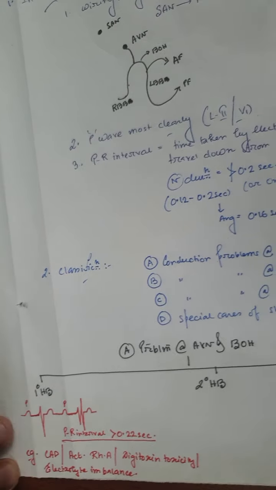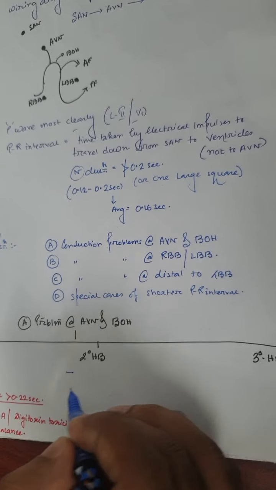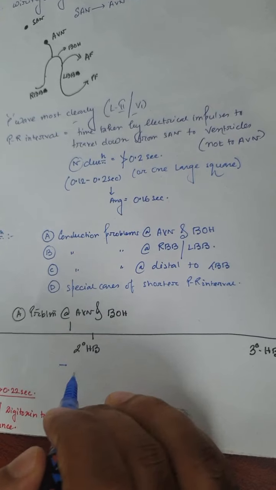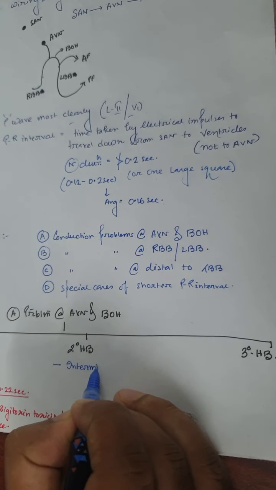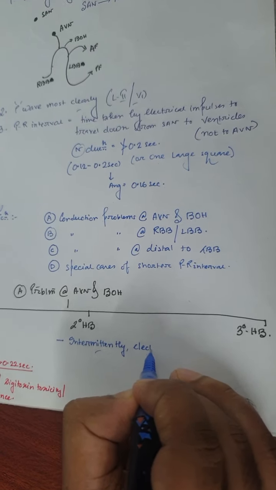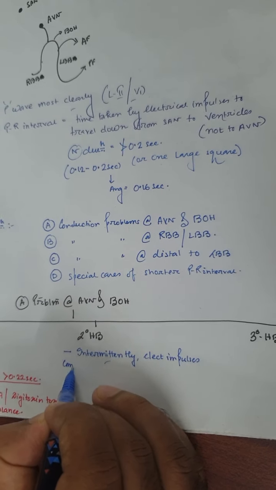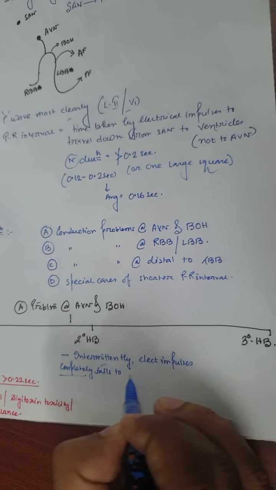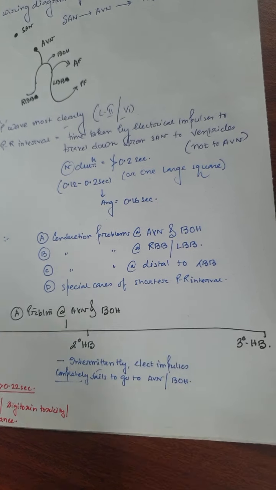Now take a look at the second degree heart block. Second degree heart block is defined when intermittently the excitation completely fails to pass through the AV node or bundle of His. So intermittently, not always, sometimes the electrical impulses completely fail to go through the AV node or bundle of His.